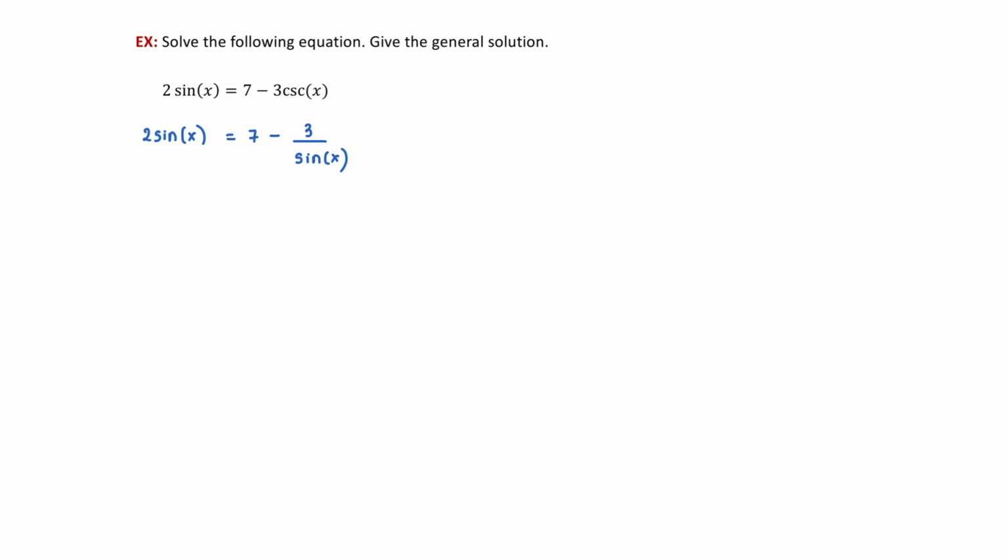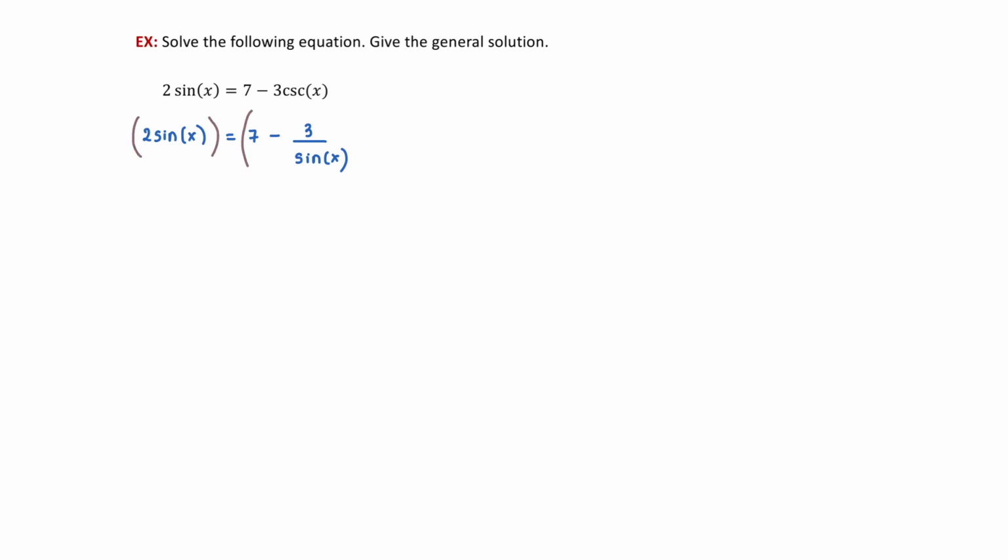Now that I have everything in terms of sine, my ultimate goal is to isolate sine to see if I can solve. But before I get that, I want to get rid of this fraction. And in order to do that, what I should do is multiply both sides of the equation by this denominator. So I'm going to go ahead and do that.